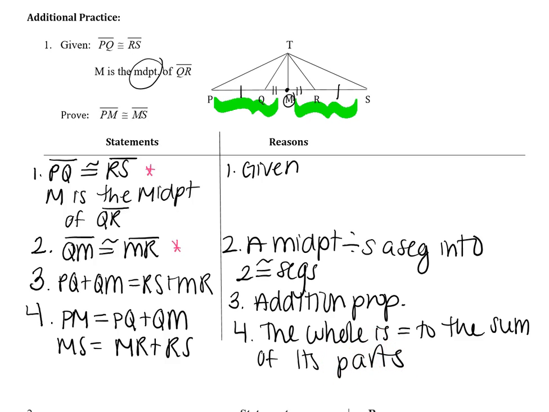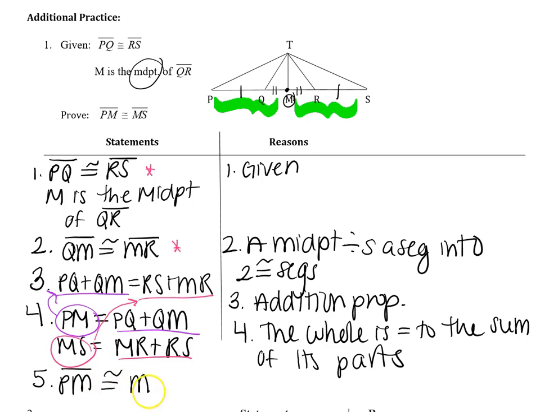Okay, so let's look at what we have in the proof so far. Here's PQ and QM. Here's RS and MR. So I can take PM and plug it in for PQ plus QM. I can take MS and plug it in for RS plus MR because I know they're equivalent. And that's just by substitution. And that's what I was trying to prove all along. And then we're done.